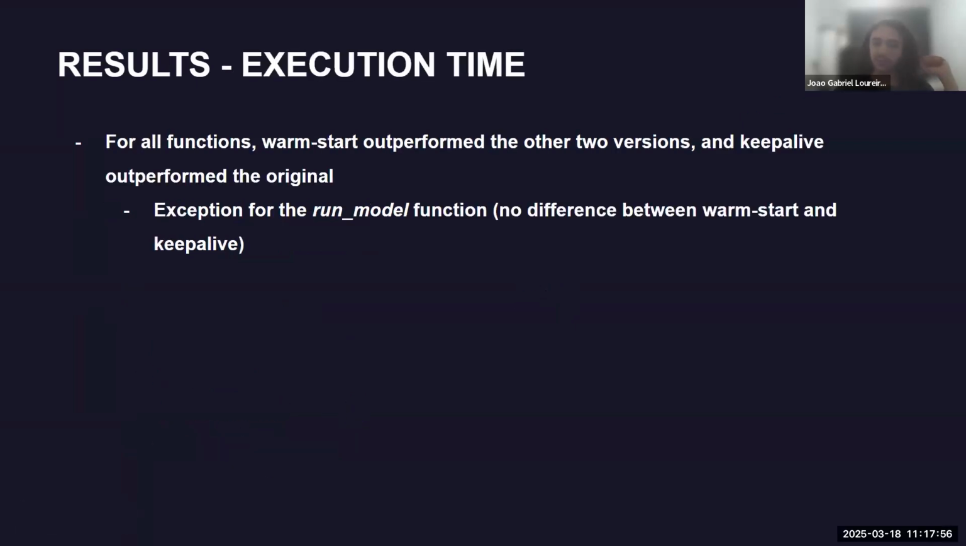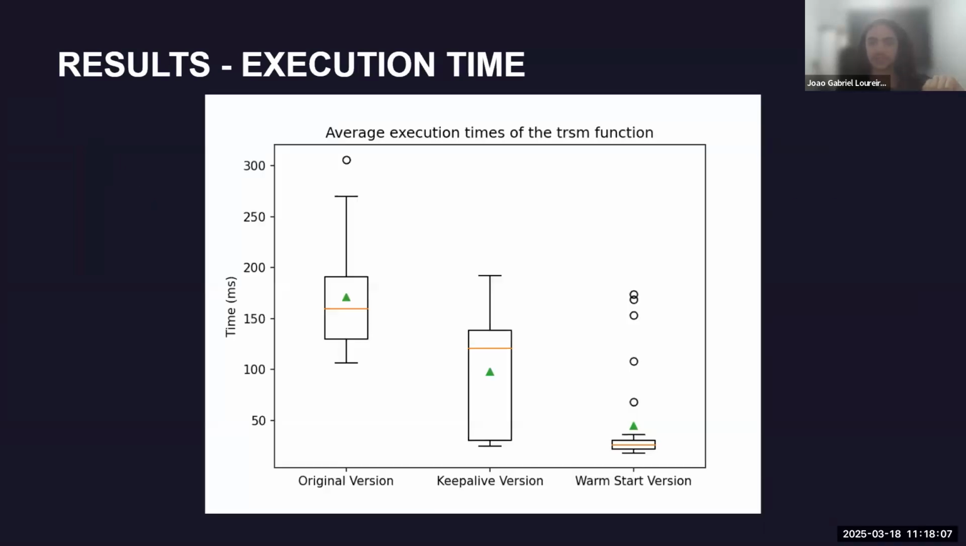So in the execution time, what we found is that for all functions, the warm start version outperformed the other two, and keep alive outperformed the original, with the exception of the run model. So here we have an example for the TRSM function from the Cholesky factorization benchmark. And we can see that in the original version, it takes some time. The keep alive takes lower times, and the warm start even lower.